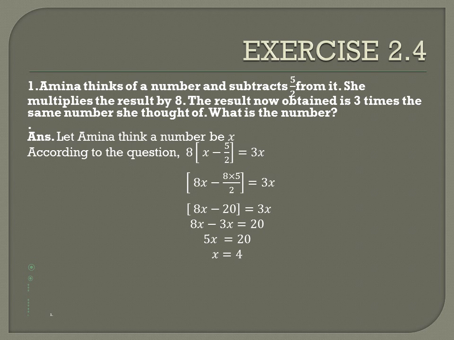First she subtracted 5 by 2 from x, that is x minus 5 by 2, and the result she multiplied by 8. Therefore, we can write the expression as 8 into x minus 5 by 2 is equal to 3 times the original number. Original number was x, that is equal to 3x. Okay, easily we got the equation. 8 into x minus 5 by 2 is equal to 3x. Here also we can solve this equation by opening the bracket. 8 into x is 8x minus 8 into 5 by 2 is equal to 3x. That is 8x minus 20 is equal to 3x. We will get 5x as 20 which implies x is equal to 4. Therefore, the number Amina thinks of is equal to 4.